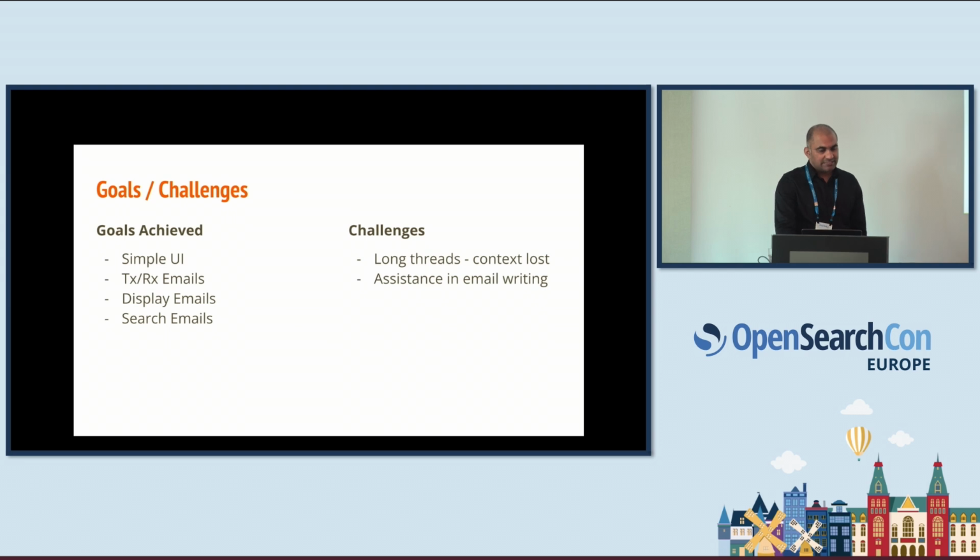Now, the goals and challenges. Some of the goals which are achieved here are a simple UI. I'm able to send and receive emails, display emails, and search the emails. Challenge happens when you have a long number of threads. For a particular email, you might have 20, 10 replies on top of it in a to-and-fro manner. So I need some assistance in writing it. And I think that's what users expect nowadays, that they should have the context. They don't want to go through 10 emails which have happened. They want to understand what should be the reply, a summary of the email. So that is where the contextuality comes in.